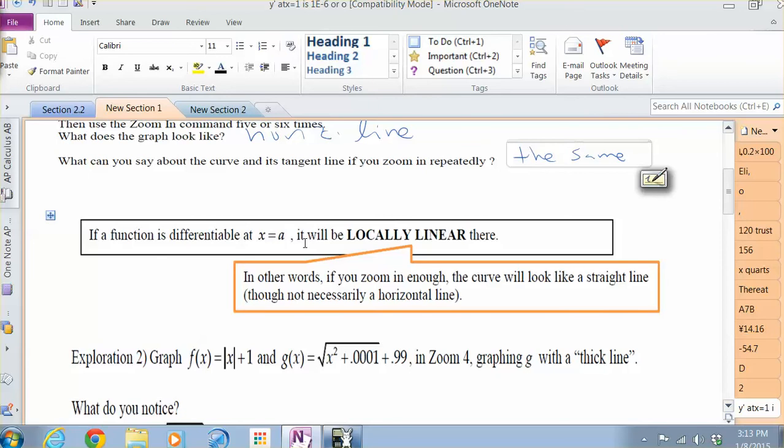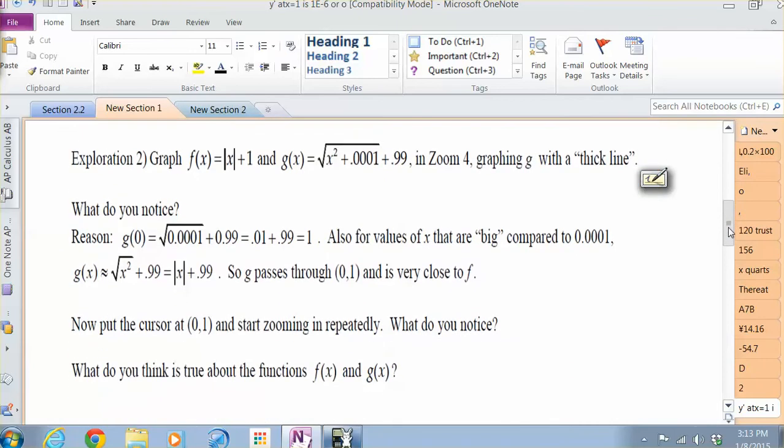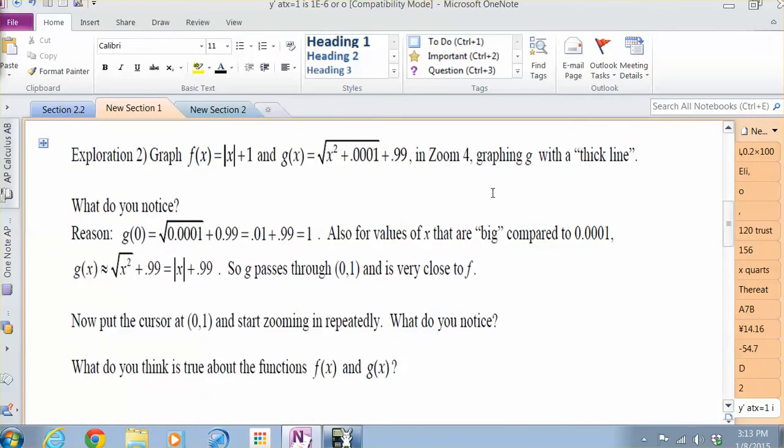Or in other words, if you zoom in enough, the curve will look like a straight line, though it may not necessarily be a horizontal line. Let's explore this a bit more with our second exploration. So here we have f of x is the absolute value of x plus 1, g of x is the square root of x squared plus 0.0001, plus 0.99. Now, if you were to plug in, say, for example, 0 for x, I think both y values would be 1. And it's almost like they're going to be kind of like the same equation, but let's work this out and see what happens.